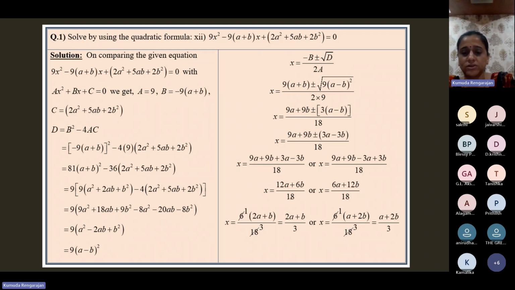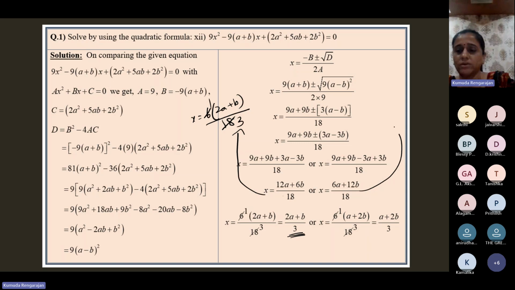So this one, children, taking out common, x is equal to 6 is common, right? So in the bracket 2a plus b by 18. Now cancel: 6 ones are 6, 3 sixes are 18. So x is equal to 2a plus b by 3.